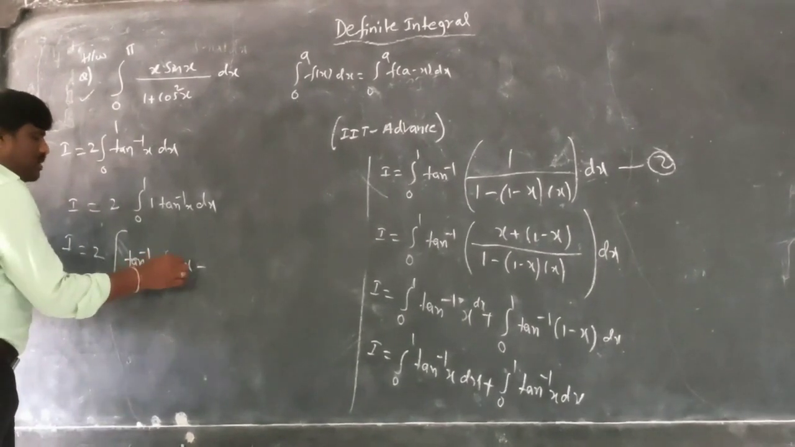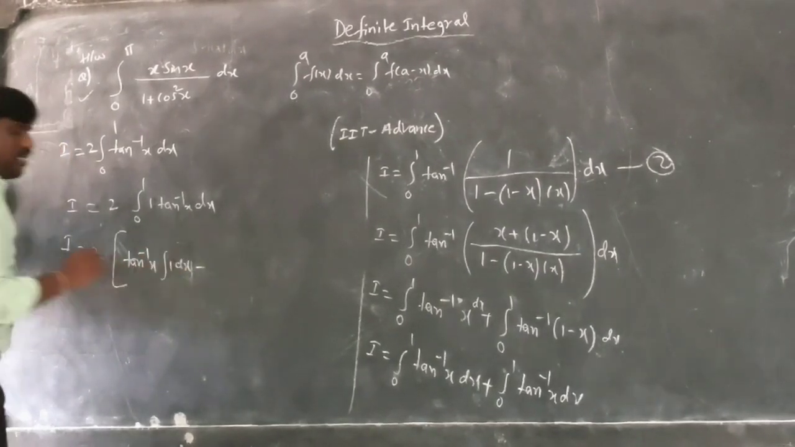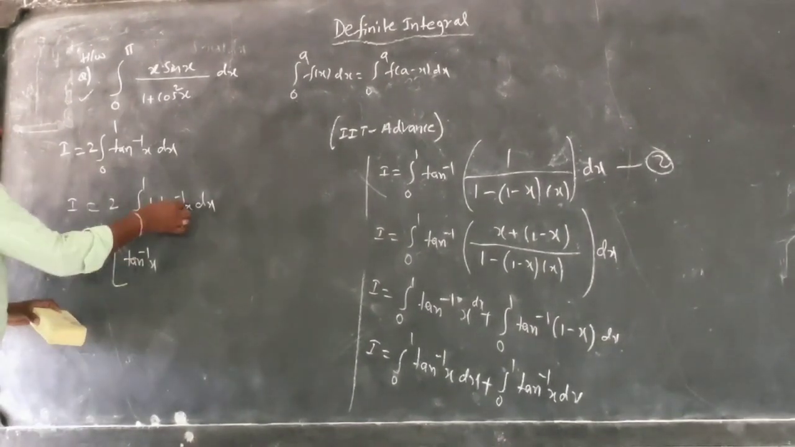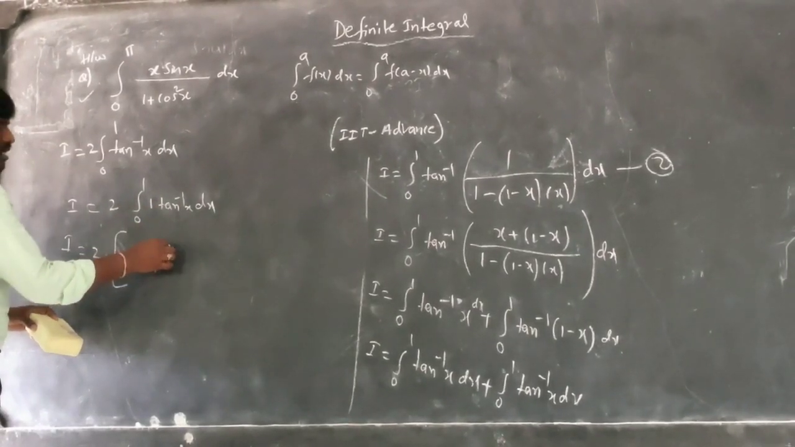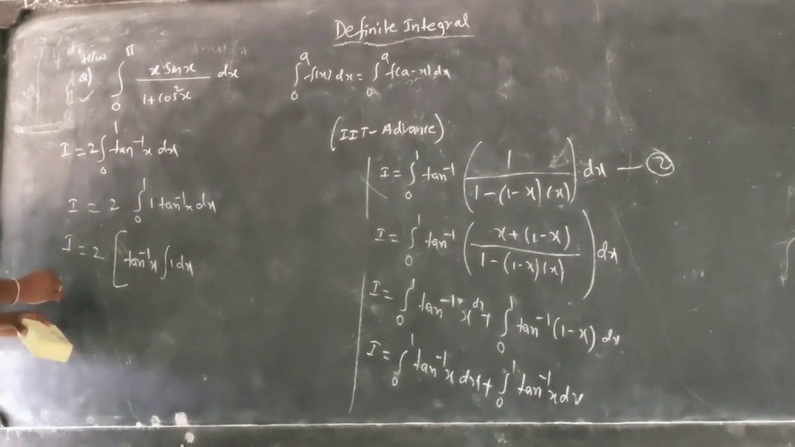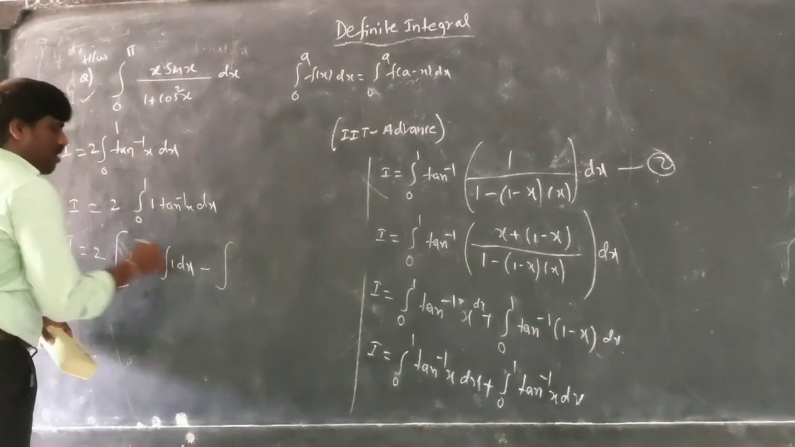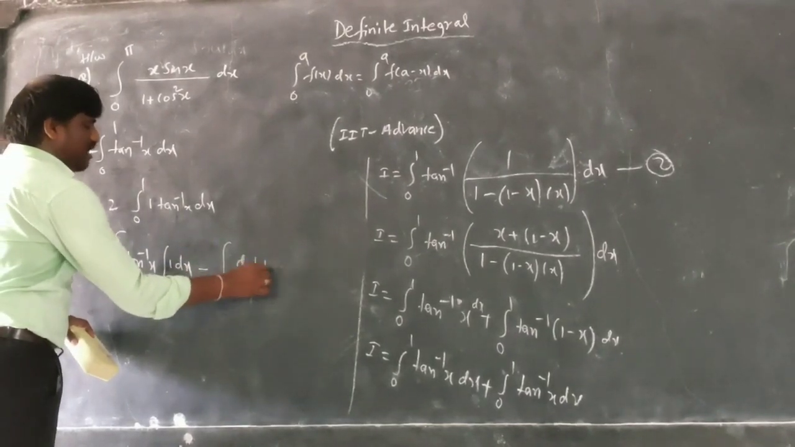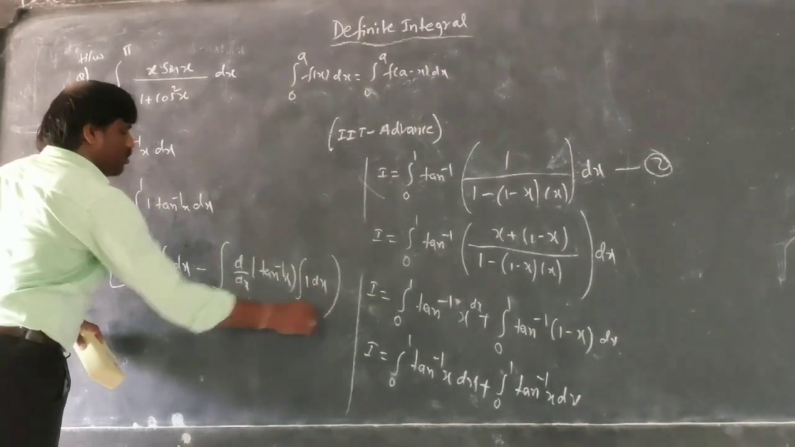And I just substitute. We have to substitute the limits for this. Here I am using by parts: tan inverse x I am keeping out, and integration of 1 dx, which is easy to integrate, because you have to keep it as the second function. So integration of 1 dx, minus the integration of d by dx of tan inverse x times the integration of 1 dx, and the total integration dx.